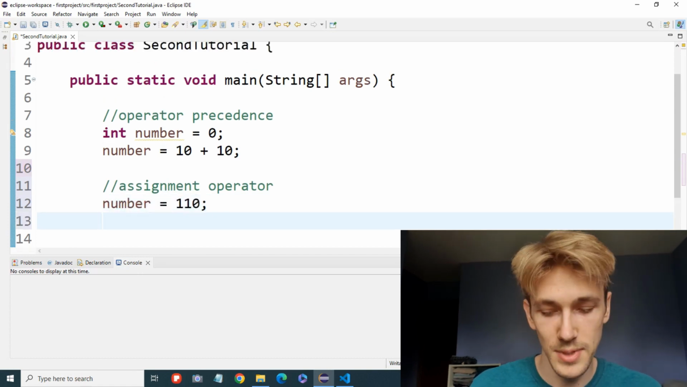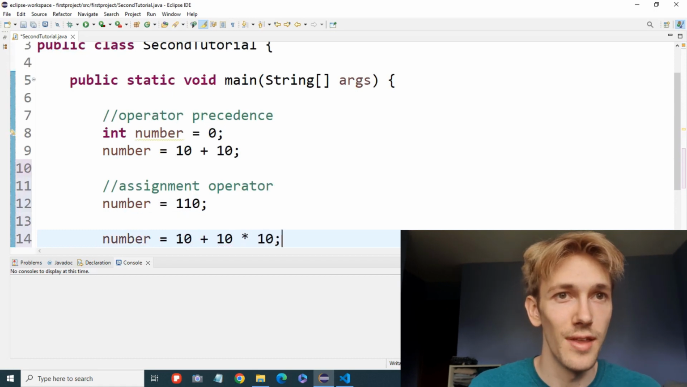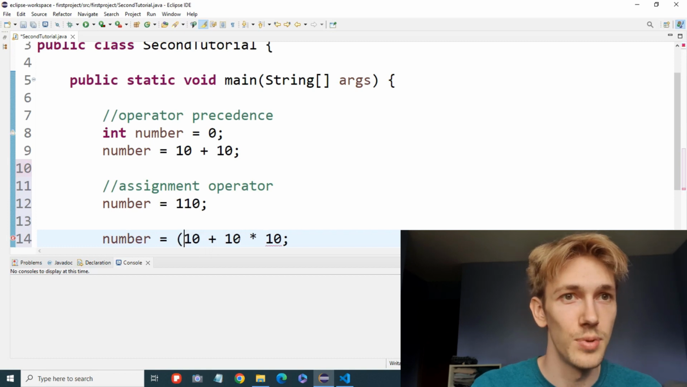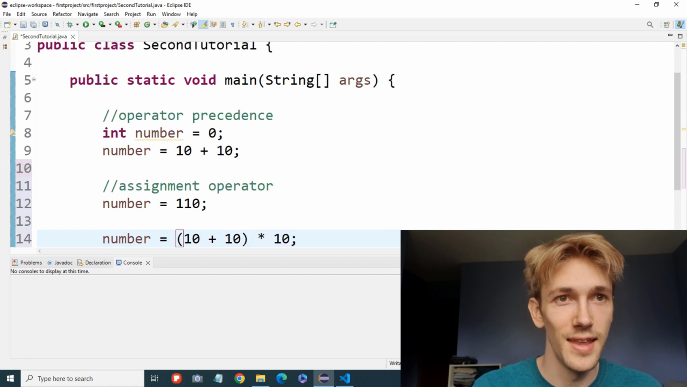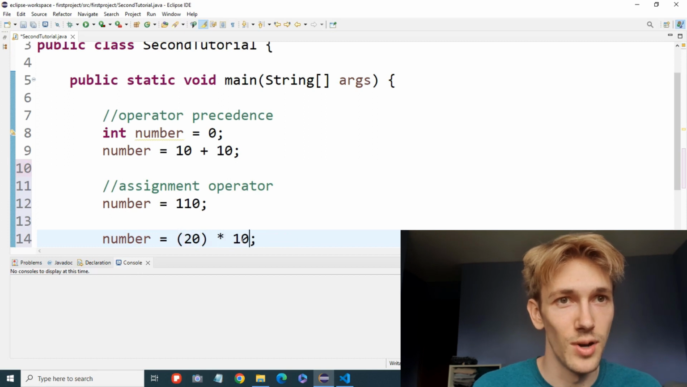And I'll just write out that same statement that we had before. Number equals 10 plus 10 times 10. If you wanted to change the order that this was going to get executed in, then just like in math, you could just put parentheses around whatever you want to get executed first. So if we wanted 10 plus 10 to be executed first, then we would just put parentheses around it, and then this would evaluate to 10 plus 10 being 20, and then 20 times 10 being 200.